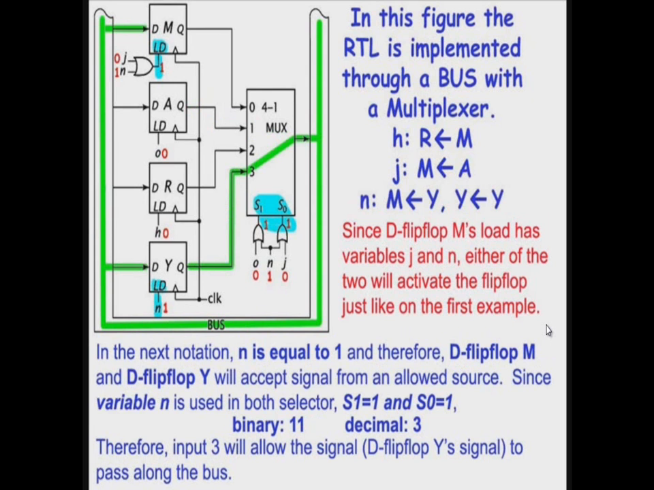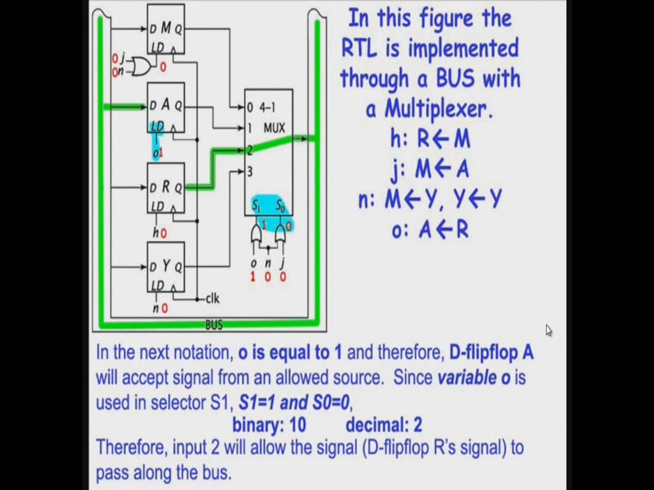The next notation, n is equal to 1. D flip-flop m and y will accept signal from an allowed source. Since variable n is used in both selectors, S1 is equal to 1 and S0 is equal to 1. Binary 1, 1, decimal is equal to 3. Therefore, input 3 will allow signal to pass along the bus.